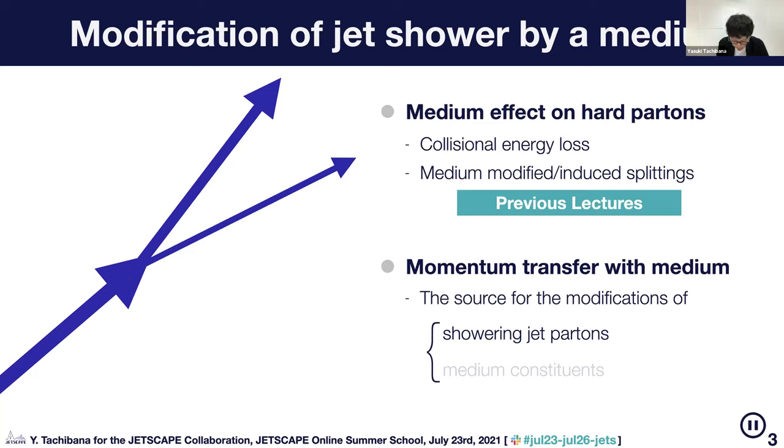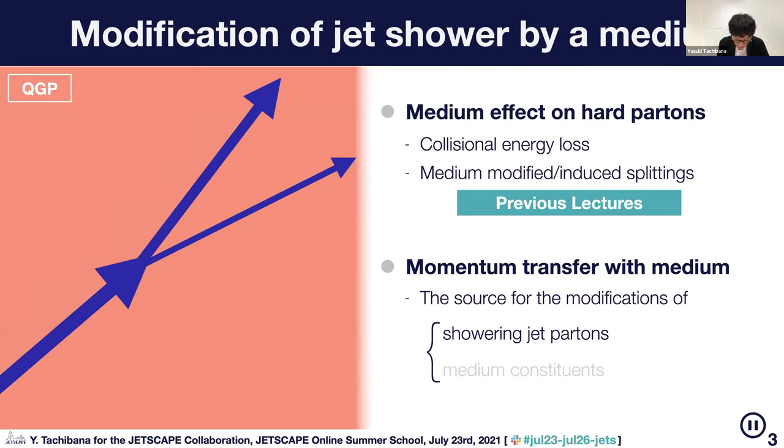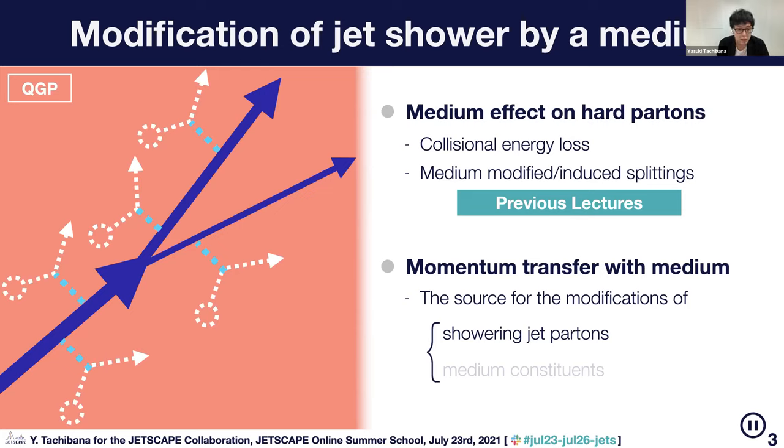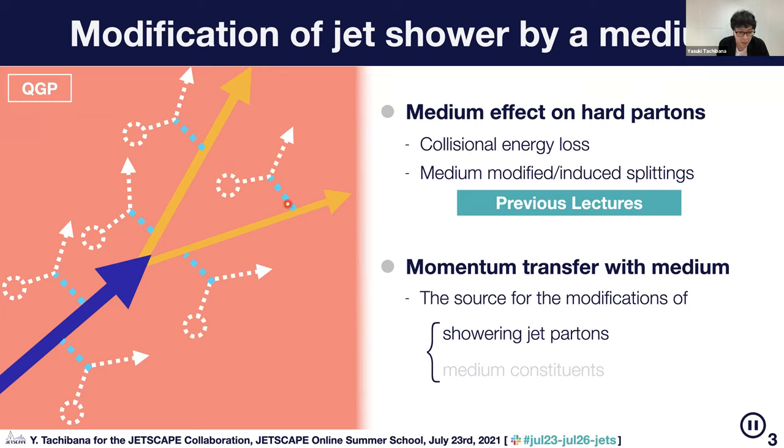But this can be modified when we have a medium. When we have a medium, of course, we have interaction with the medium constituents. Because of this interaction, the partons propagating in the medium can have their energy and momentum changed by the scatterings. Furthermore, due to this interaction, the splitting pattern can be modified. This mainly happens in the MATTER phase I explained, and we may also have additional splitting due to the interaction with the medium. This can mainly happen in the MATTER phase, the MARTINI phase or the LBT phase.